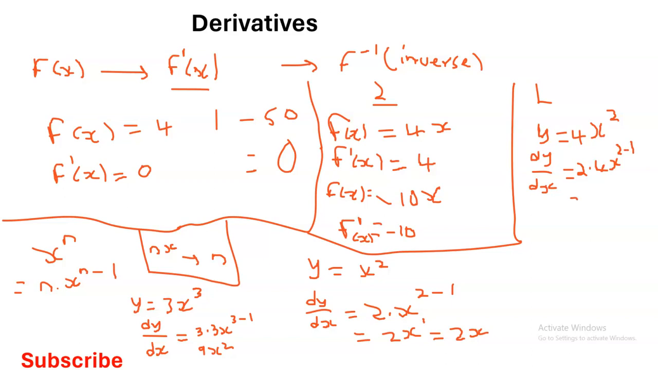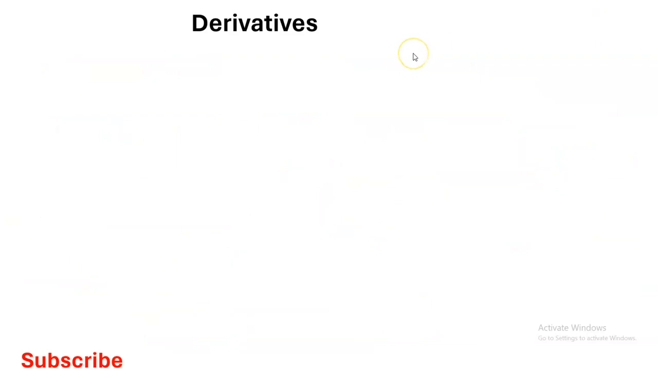So my answer would be 8x as my derivative. Those are the three laws that you need to know for grade 12s, and then the other laws, like your quotient rule and chain rule, are for those who are at college or university. So quickly, I also want to do another type of method now.